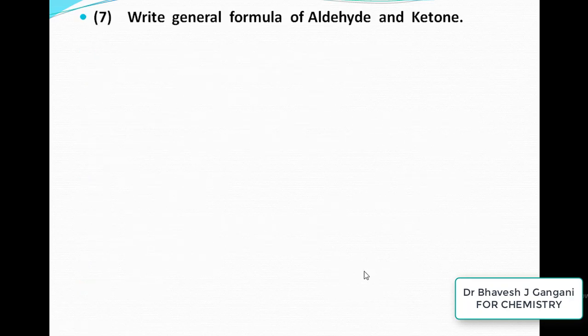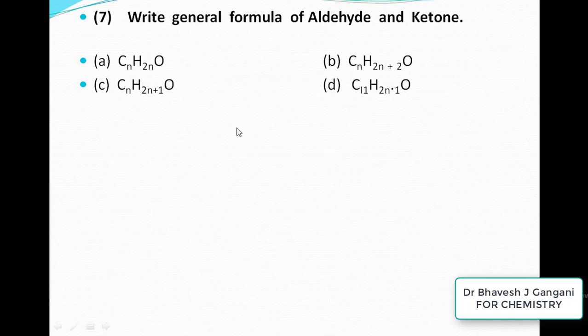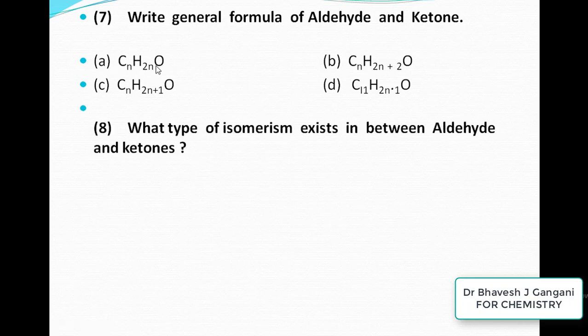Now question number 7 for you. Write the general formula of aldehyde and ketone. Options are given here. Now aldehyde and ketone. When you take any aldehyde or ketone, as compared to carbon, hydrogen will be double and one oxygen will be there. So it has a general formula CnH2nO.